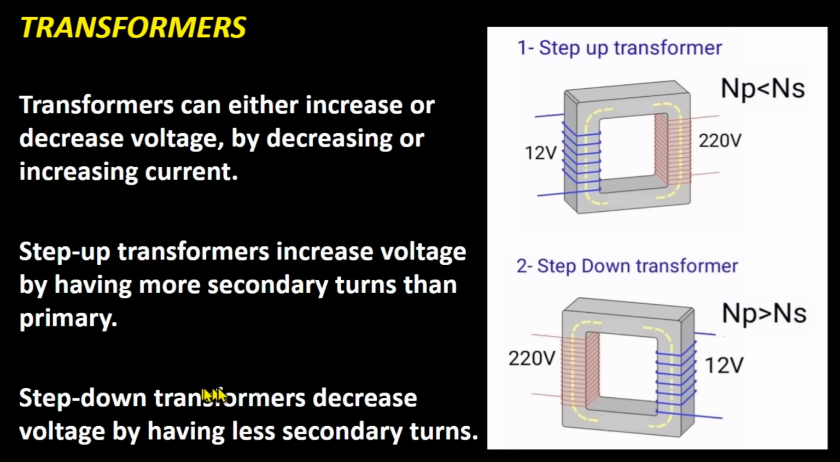Step-down transformers, on the other hand, decrease voltage by having fewer secondary turns. So here we can see the step-down transformer that is dropping from 220 volts to 12 volts because there are more primary turns than secondary turns.